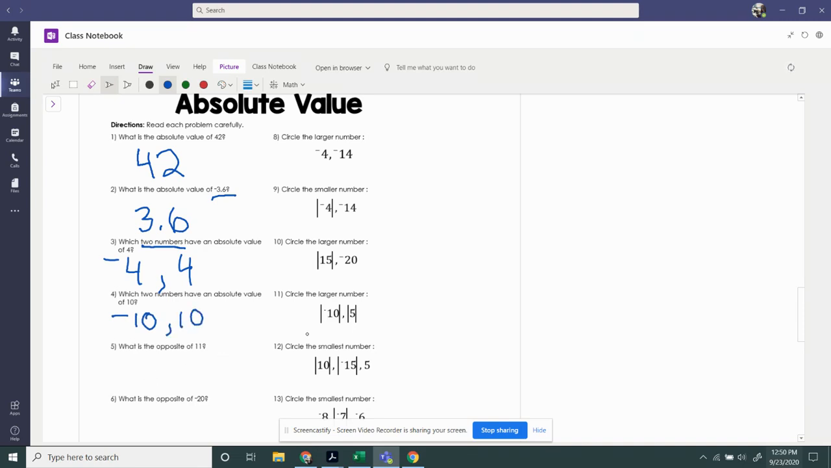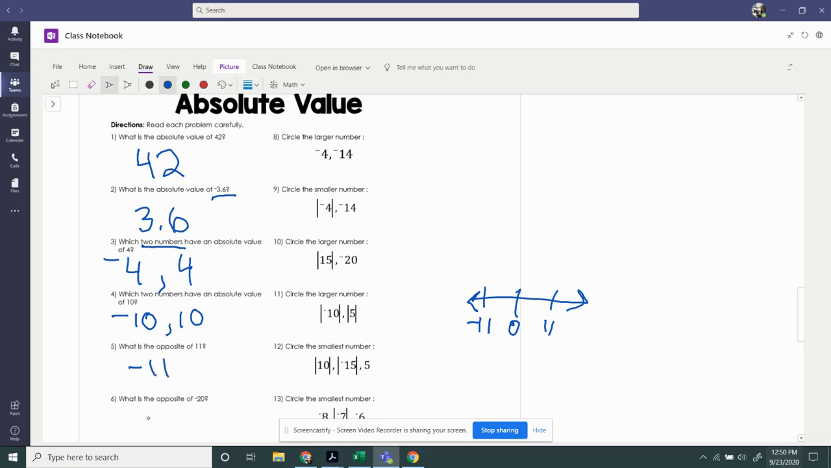Now, what is the opposite of 11? Again, let's think of a number line. We have 0, and then somewhere we have the 11. The opposite of 11 would be -11. So the opposite of positive 11 is -11.